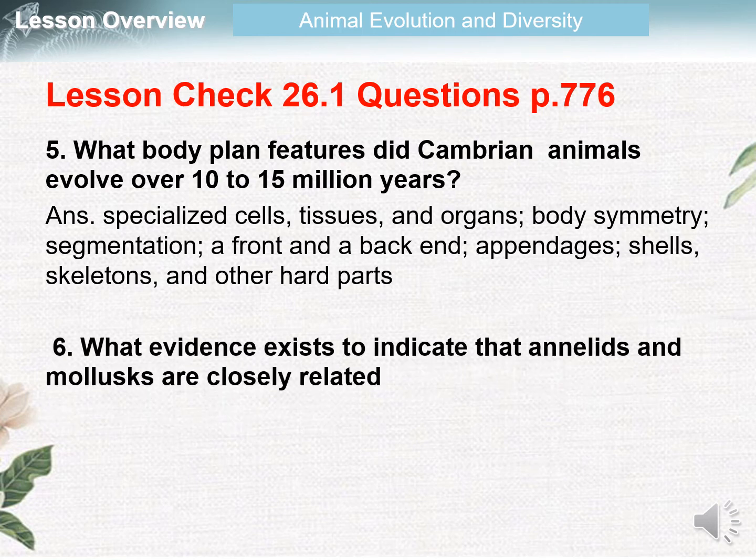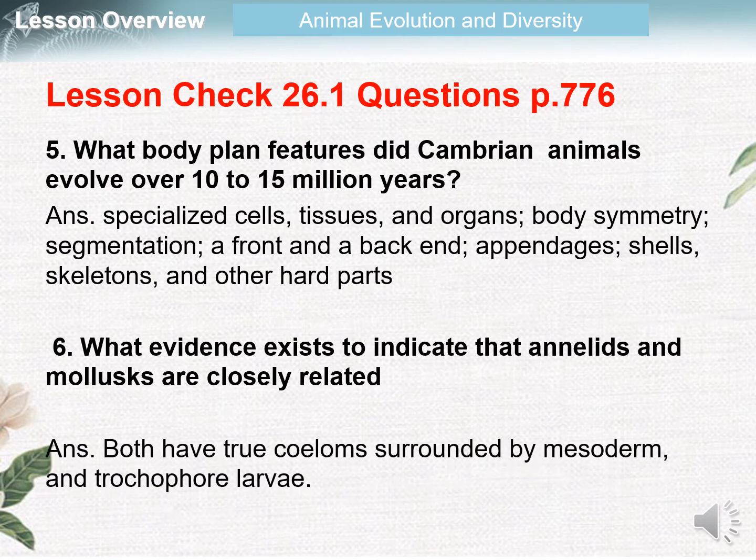Let's have number 6. What evidence exists to indicate that annelids and mollusks are closely related? The answer is both have a true coelom surrounded by mesoderm and trochophore larvae.